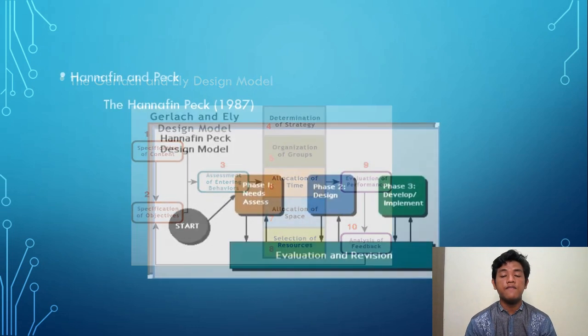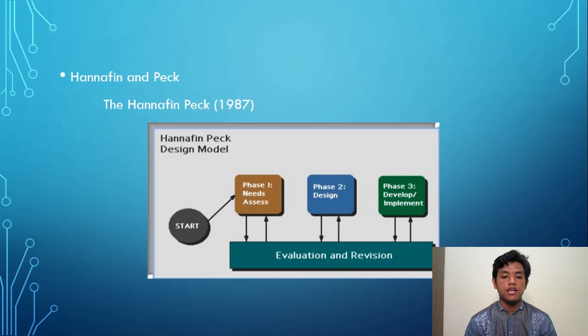Next is Hannafin and Peck. The Hannafin and Peck 1987 design model is a 3-phase process. In the first phase, a needs assessment is performed. The second phase is the design phase, which should design the product based on the needs analysis. In the third phase, instruction is developed and implemented.